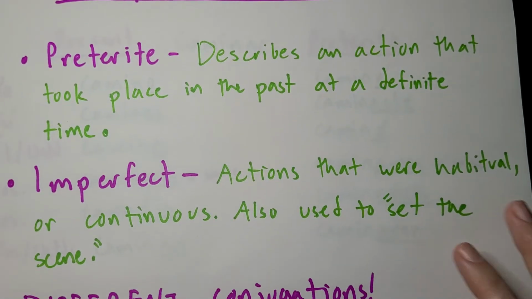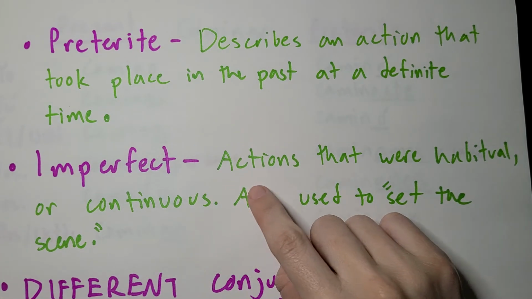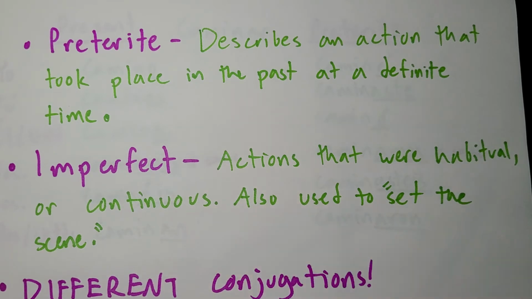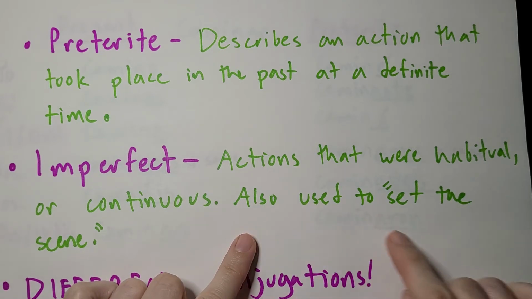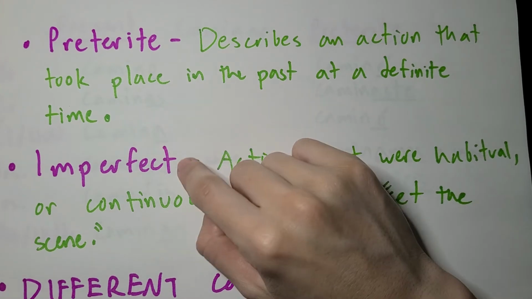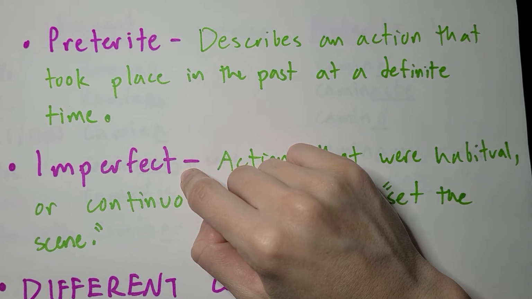The other type of past tense is the imperfect tense. The imperfect tense is for actions that were habitual or continuous. So if you're saying, I used to do something all the time, that's the imperfect tense. You also use the imperfect tense to quote unquote set the scene. So what does that mean? The same as in English, you could use the preterite tense or the imperfect tense to describe the exact same action depending on how you want to phrase it.